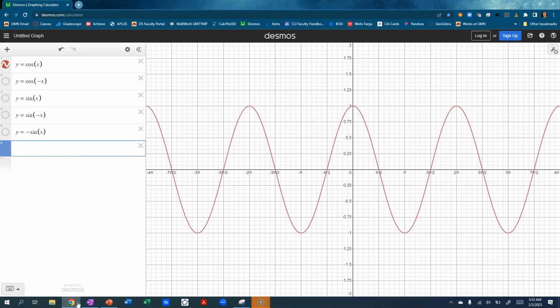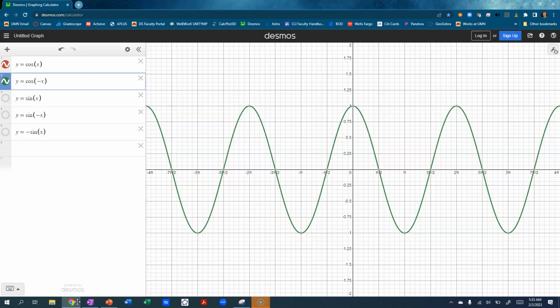And so if we graph cosine, we know what cosine looks like. And then I have another function, just y equals cosine of minus x. So watch carefully or you might miss it. Did you see it? Okay, I'll do it again. Boom, boom, boom. They're right on top of one another. So cosine of minus x is the same as cosine of x.